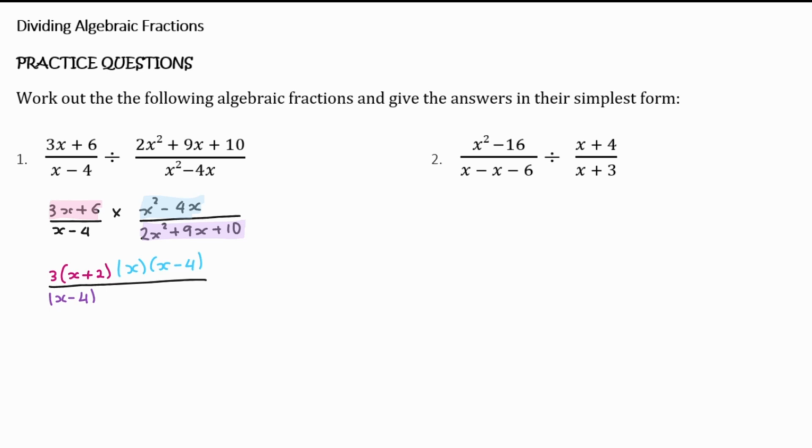In the denominator, we've got x minus 4, and the 2x squared plus 9x plus 10 is a quadratic equation where we've got a coefficient of x squared. So in order to factorize this, we would have to find two numbers that multiply to give us 20, and the same two numbers need to add to give us 9. So the two numbers that we will use are 5 and 4. So we can factorize that by first splitting the middle term into 2x squared plus 4x plus 5x plus 10.